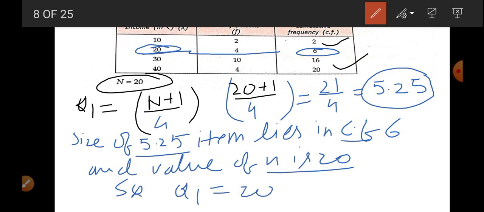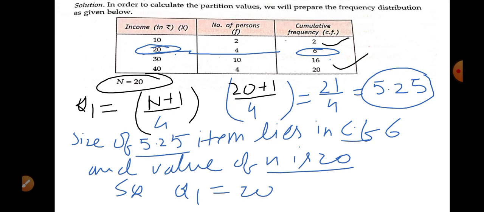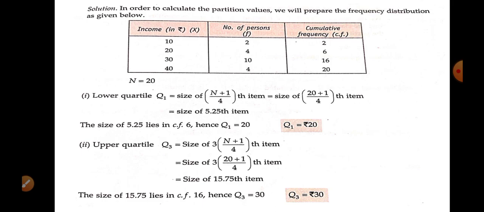So in this way you are going to solve. I don't think it is very tough. First of all, you are going to generate the equation. We are going to calculate Q1. Quartile divides into 4 equal parts, so we write n plus 1 upon 4. Then we put in the values and we get 5.25. It will fall in CF 6 and in front of it what is written? 20. The value of x is 20. So this 20 becomes the value of Q1. Here you can see.